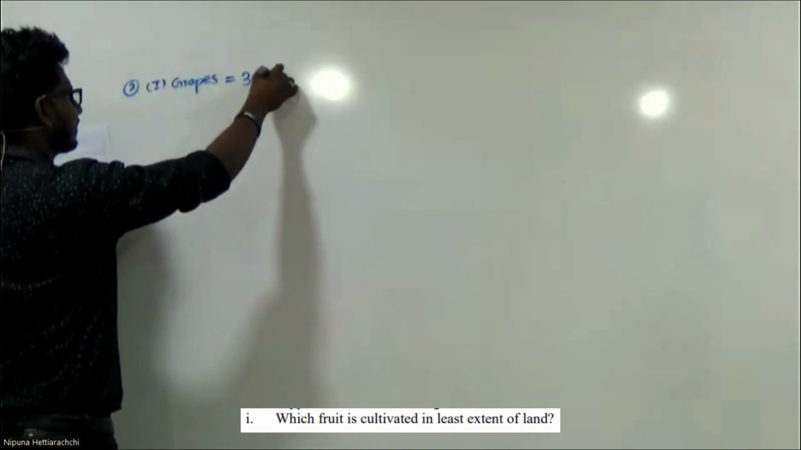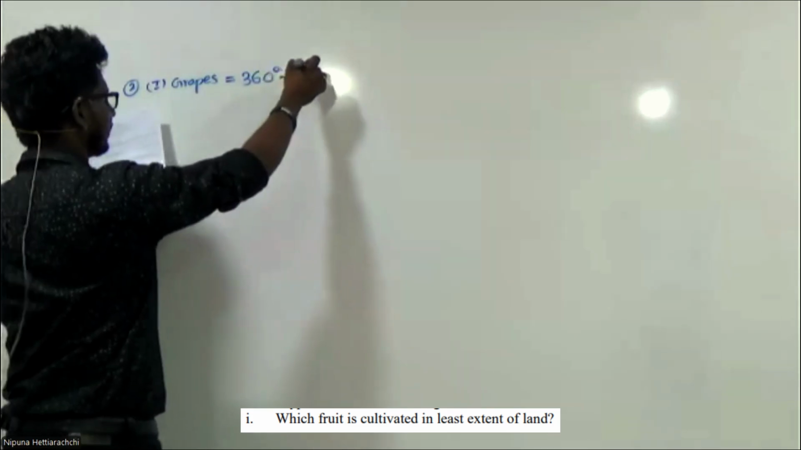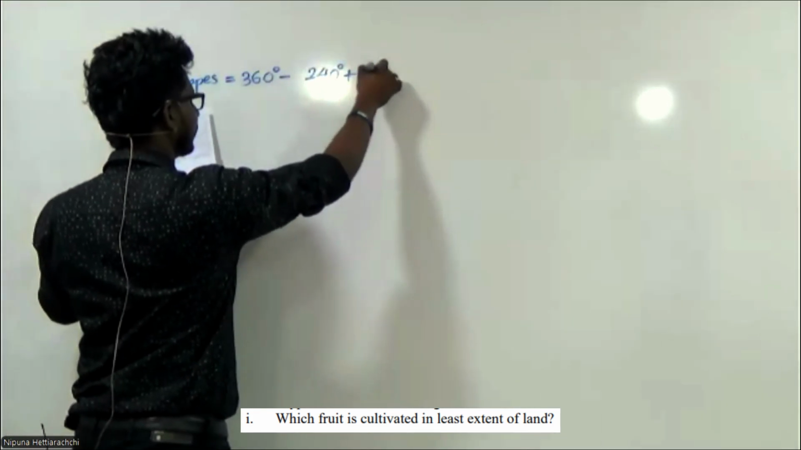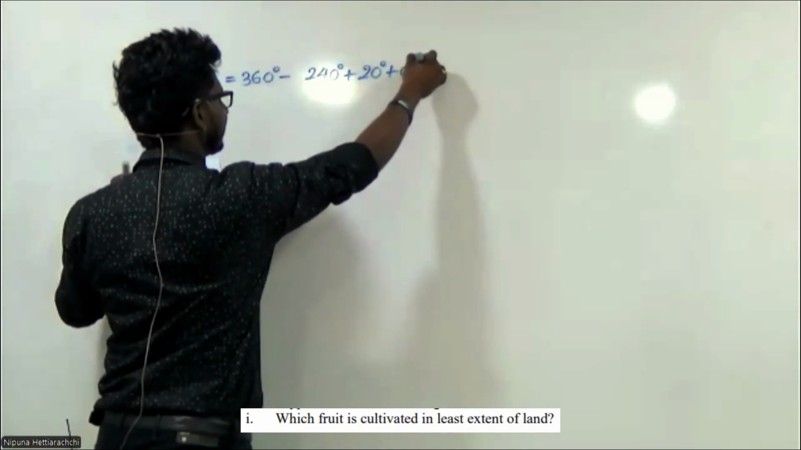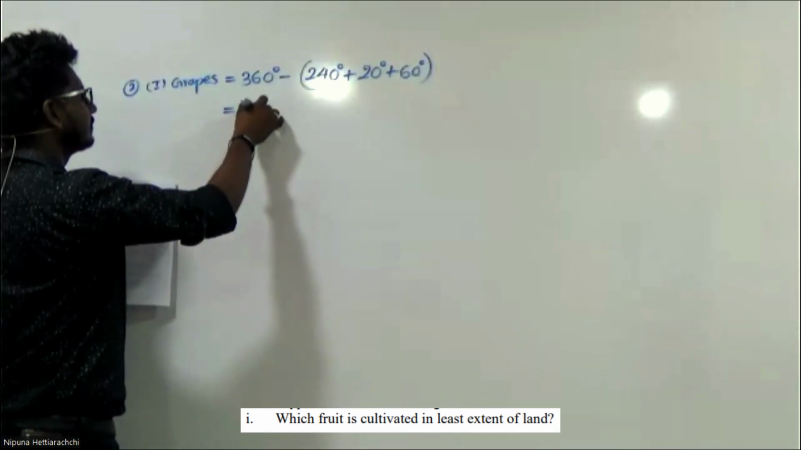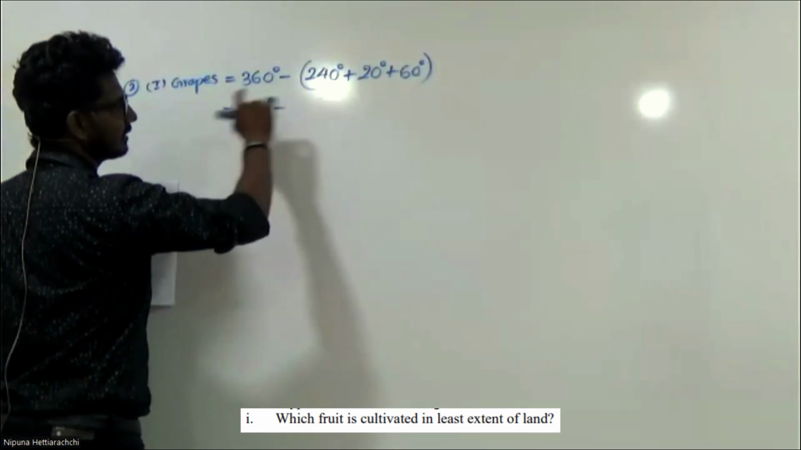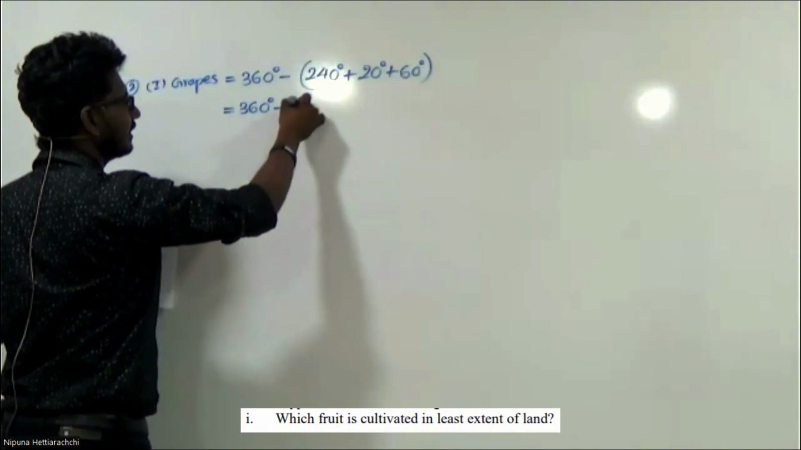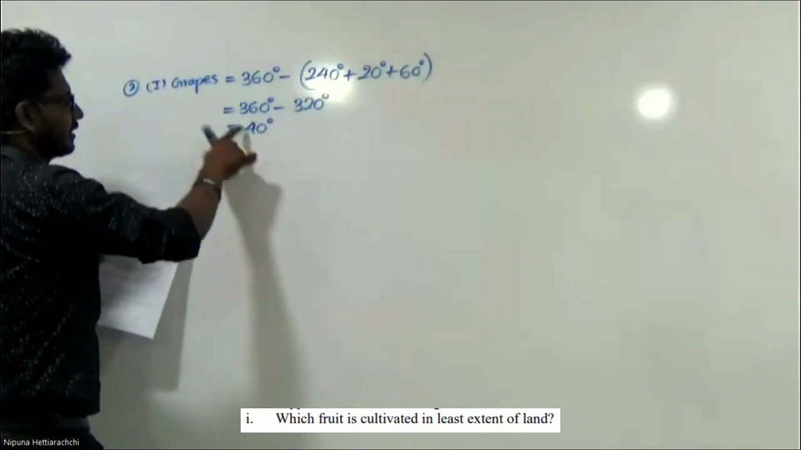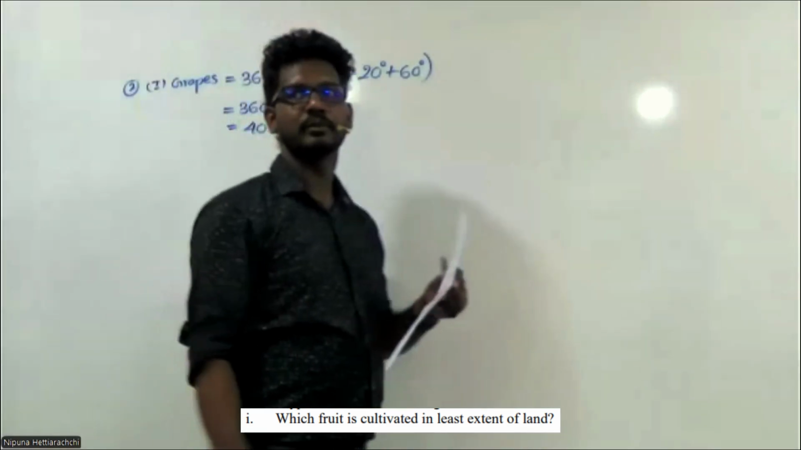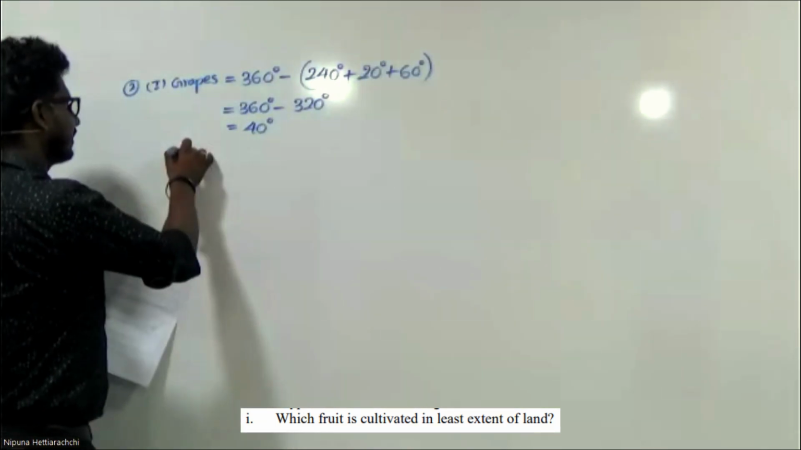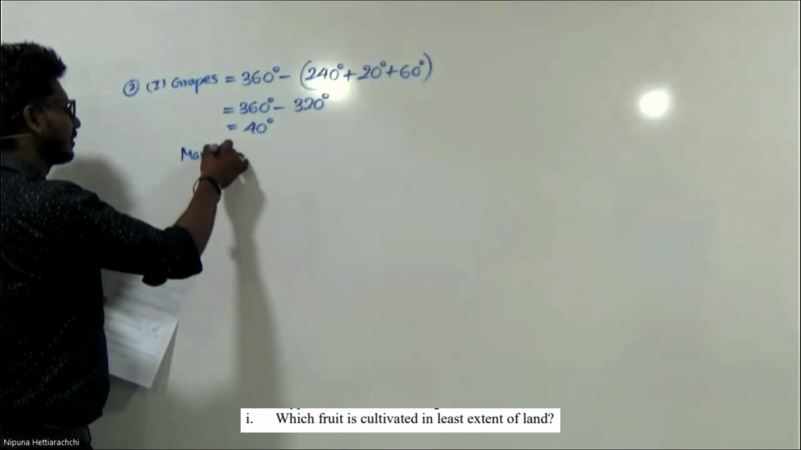From the 360 degrees, I will subtract the remaining angles: 240 plus 20 plus 60 degrees. 360 minus 320 is 40 degrees. So our grapes is 40 degrees now. The smallest portion is 20 degrees, the mango portion. The least portion is mango.